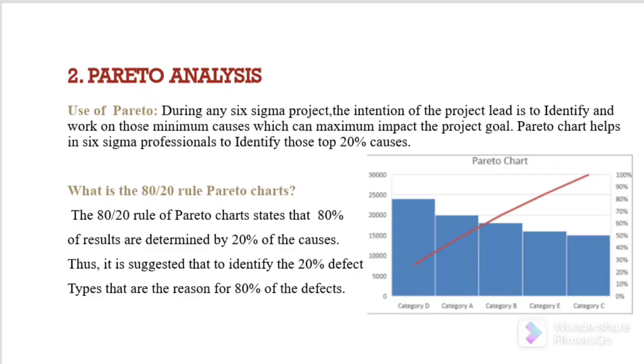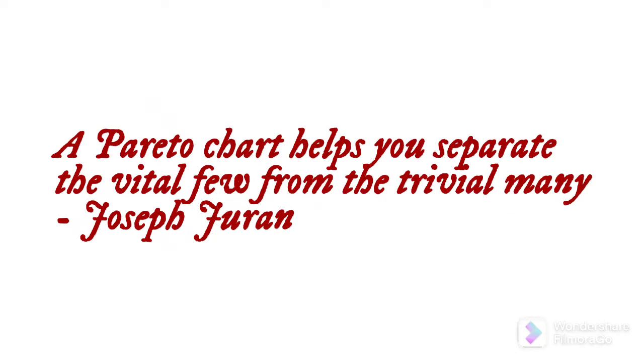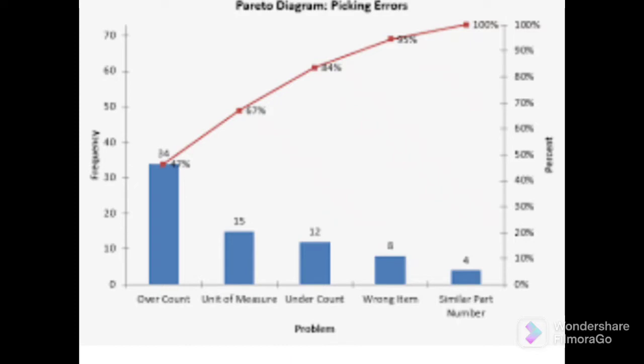He told us that a Pareto chart helps you separate the vital few from the trivial many. This means when you see a problem, you'll find 1 or 2 key defects that have the most impact. For example, when we take the data from this chart, in the overcount category, 47% of the defects are there. Here the x-axis is problems, the y-axis is frequency. This chart represents picking errors. This red line is called the cumulative line.